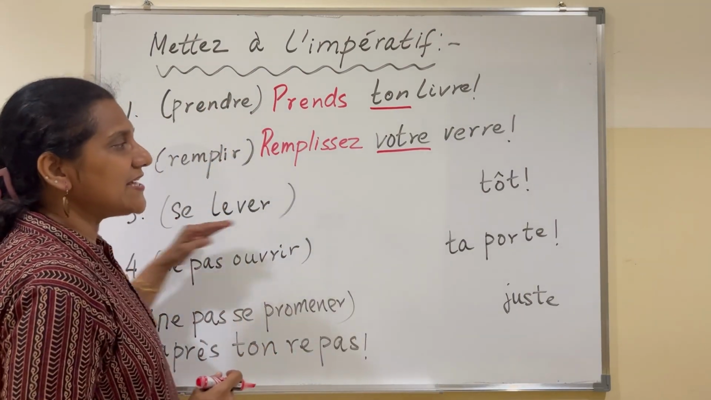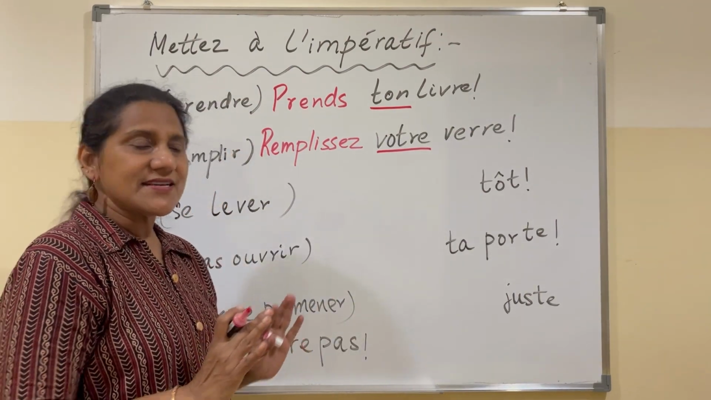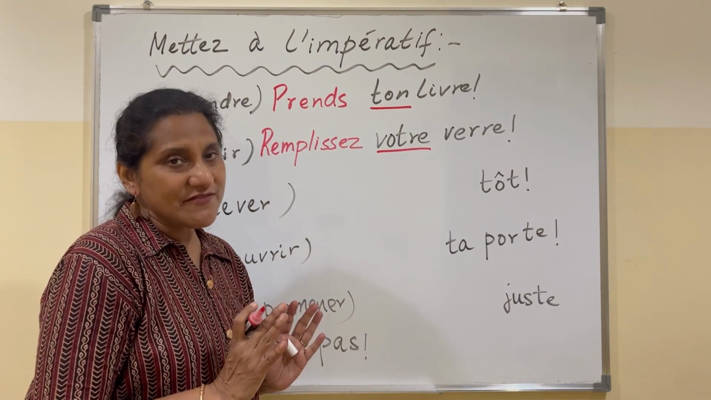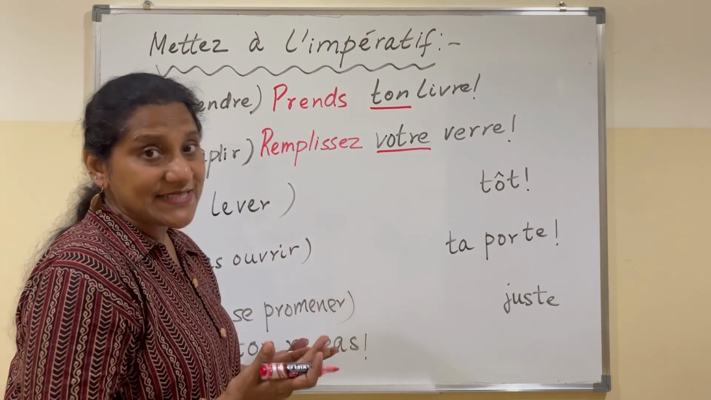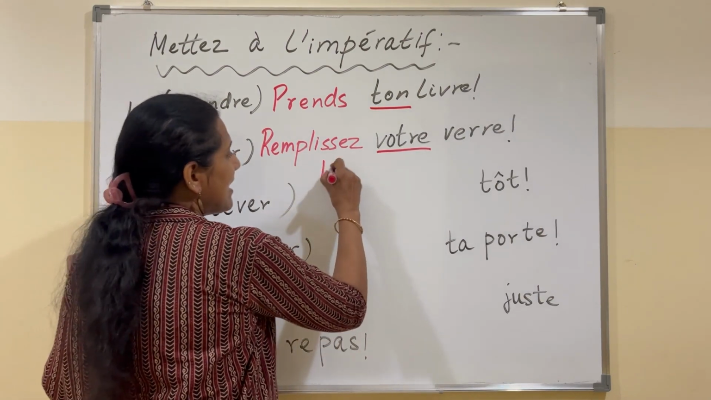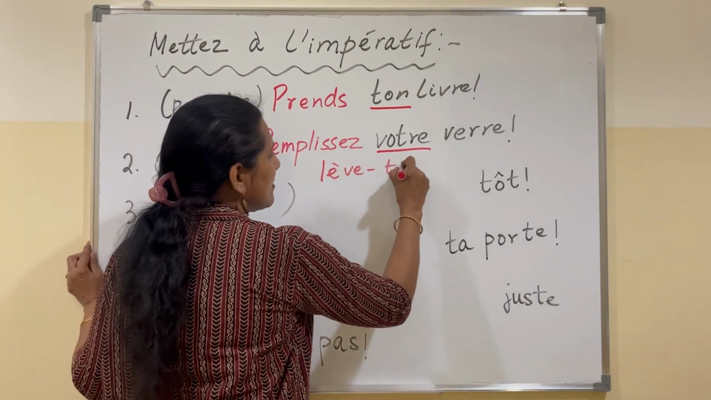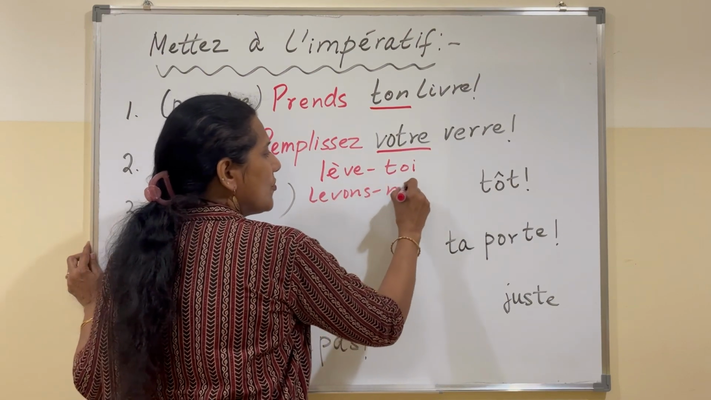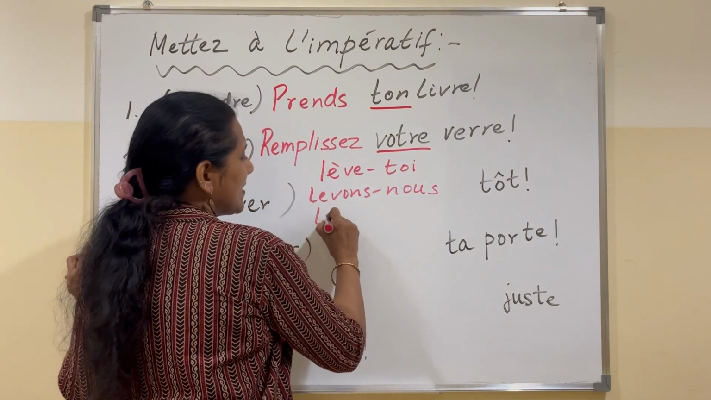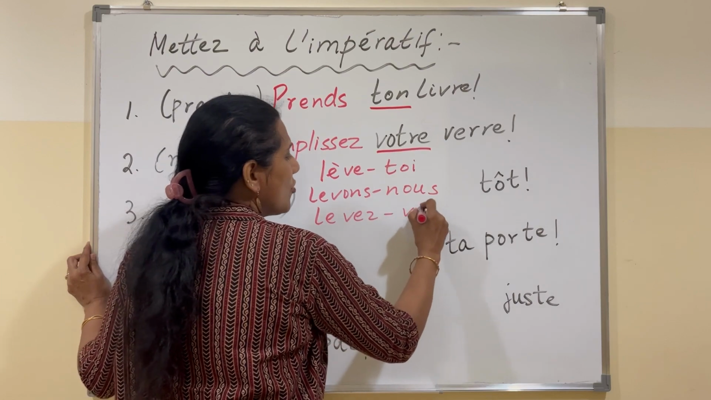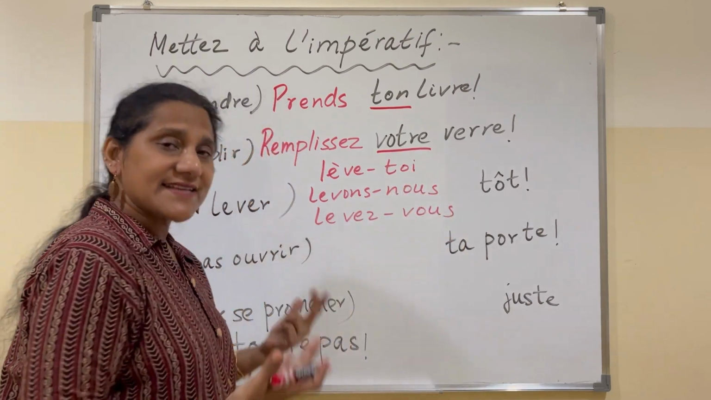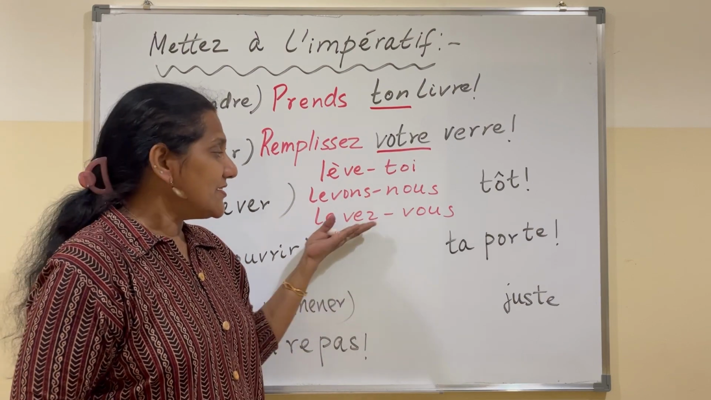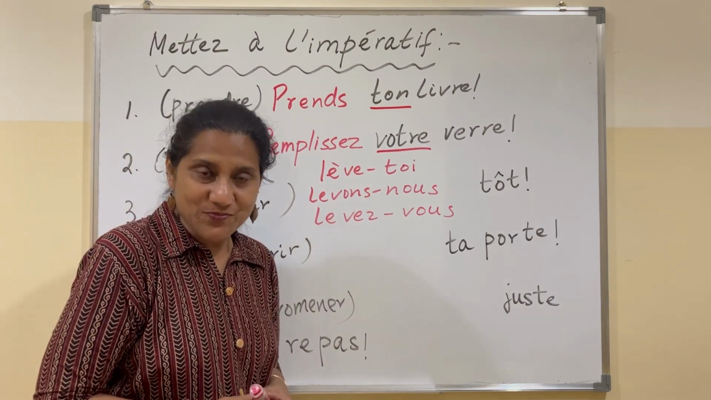Se lever tôt. In this sentence, there's no indicator as a possessive adjective. So in such a case, we can write anything. We can write lève-toi tôt. Levons-nous tôt. Levez-vous tôt. So let's get up early, or get up early in levez-vous also.